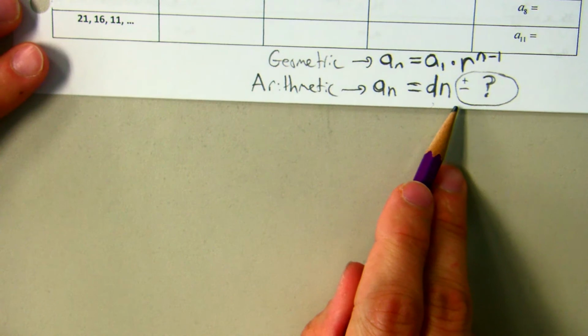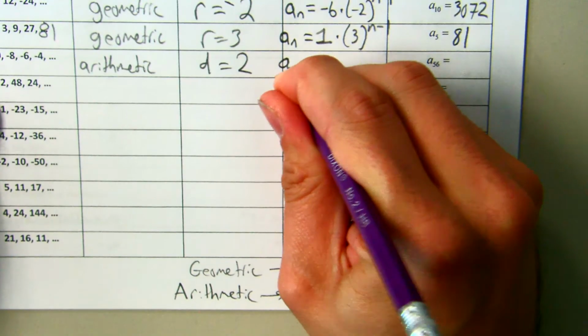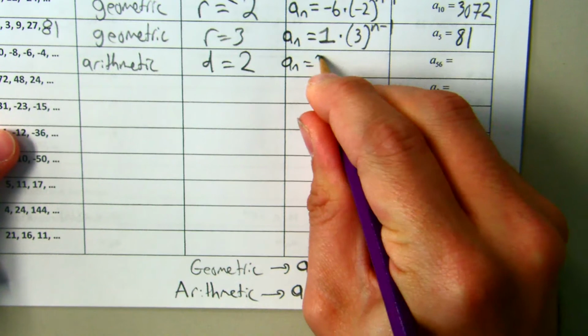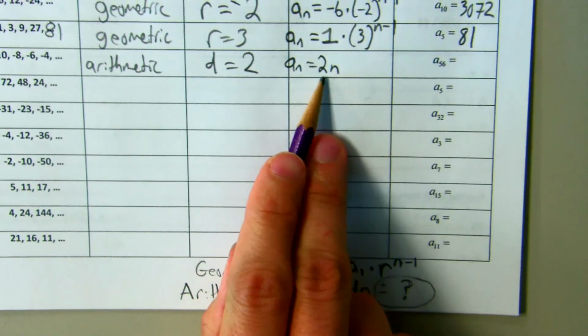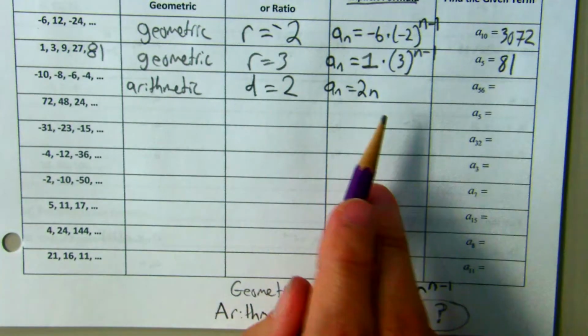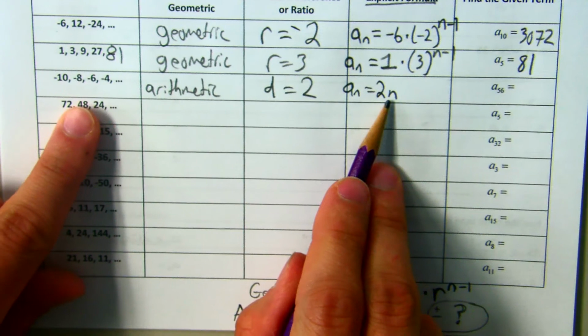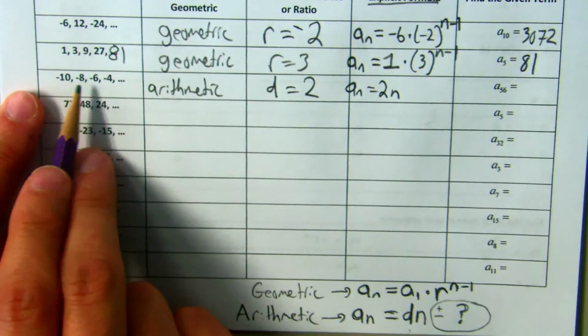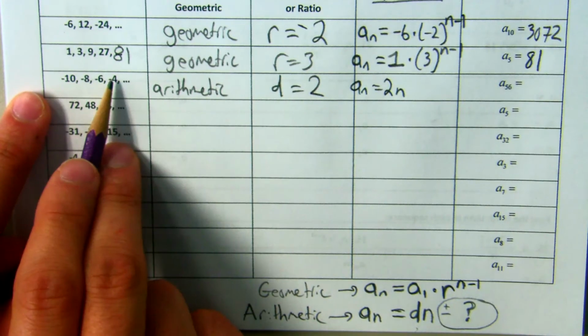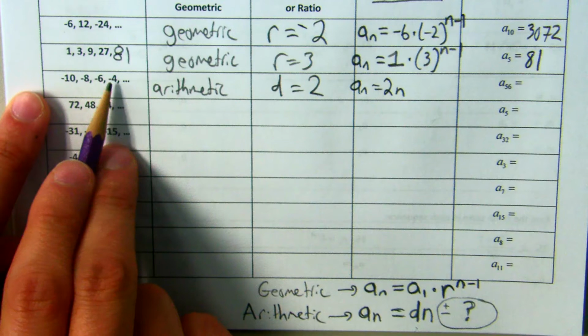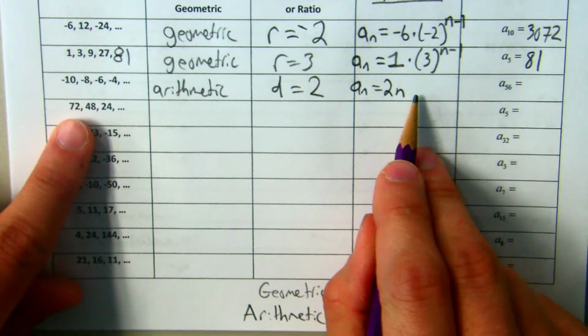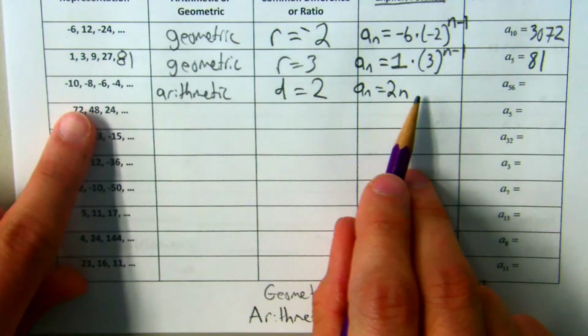So let's go back up here and look at what I'm saying. So a sub n equals 2n. It's the common difference times n. So I'm saying this has a slope of 2. Notice this has a slope of 2. This changes at a rate of 2. Add 2, add 2, add 2. The problem with this being your formula is that it doesn't work right now.